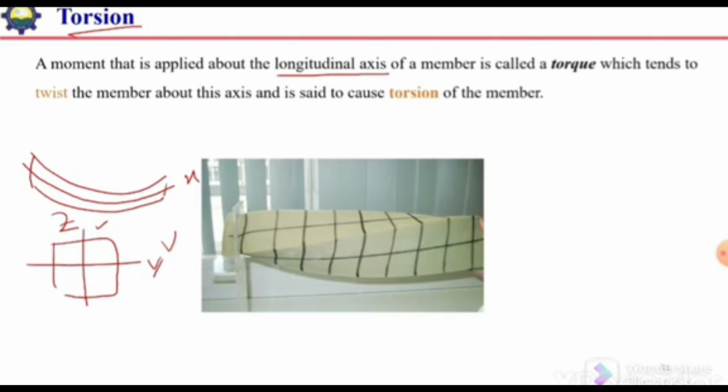longitudinal axis. But in case of torsion, we apply the moment about the longitudinal axis, about this axis x of the member, and this moment is termed as torque, and this moment tends to twist the member. So it will twist like this about the longitudinal axis, and this phenomenon is termed as torsion. So twisting about the longitudinal axis is termed as torsion.